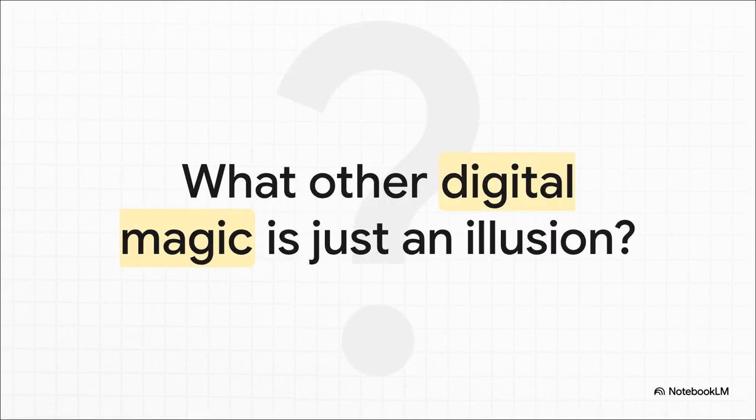Which leaves us with a pretty fascinating final thought. If the internet isn't an abstract cloud, but rather a strict physical set of rules, what other digital magic in your life is just an illusion? Think about the apps you use, the video calls you make, the digital systems you interact with every single day. What else is secretly a brilliantly engineered, structured architecture just hiding in plain sight behind a clever marketing term?